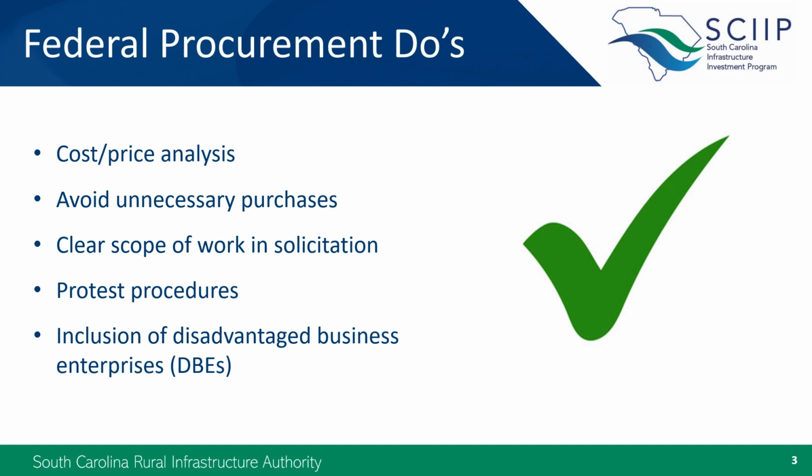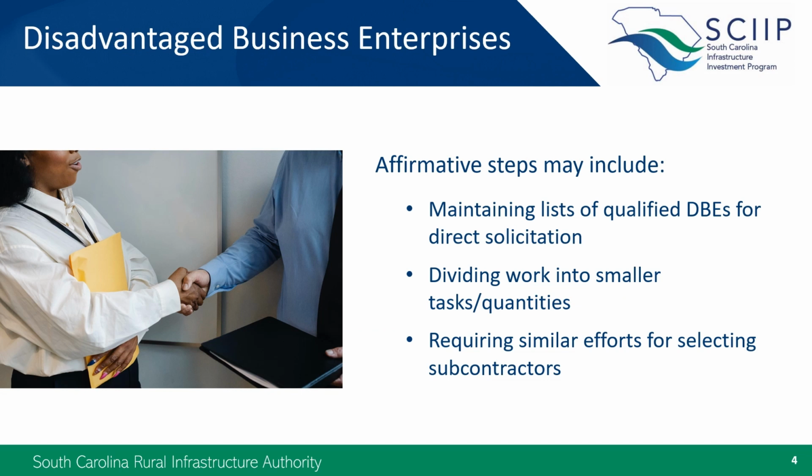Other requirements are intended to ensure a level playing field for all potential contractors. This includes having an accurate scope of work and clearly explaining all the requirements that a bidder must fulfill when preparing their bid. And you must have clear procedures for fairly handling any protests or disputes. Lastly, you should make good faith efforts to ensure that disadvantaged business enterprises, such as minority-owned businesses or women-owned businesses, have the maximum opportunity to participate in SCIIP-funded contracts. In fact, when feasible, federal procurement calls for grantees to take affirmative steps to utilize DBEs, which is the federal term for these disadvantaged businesses.